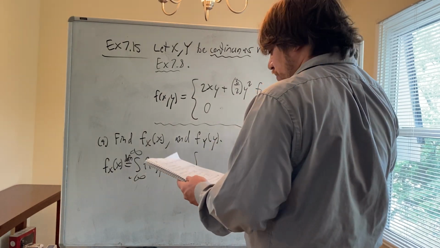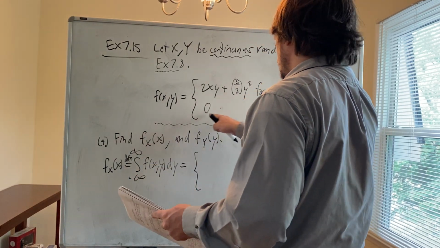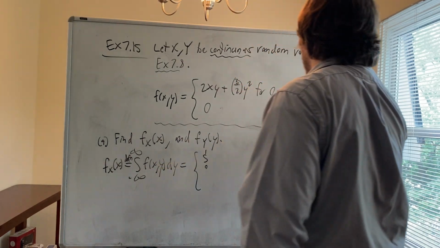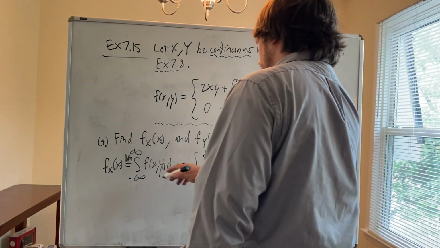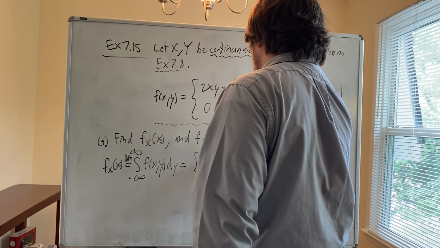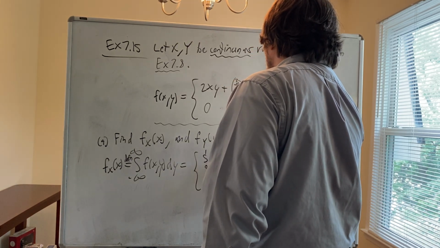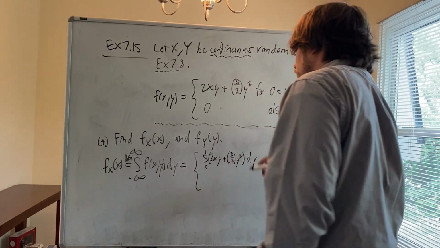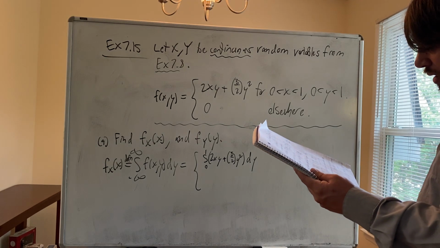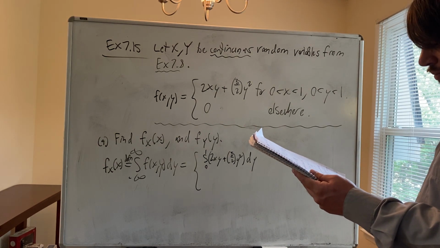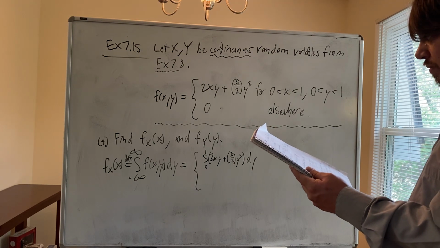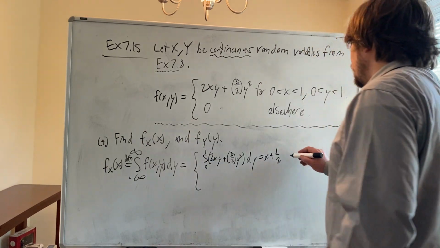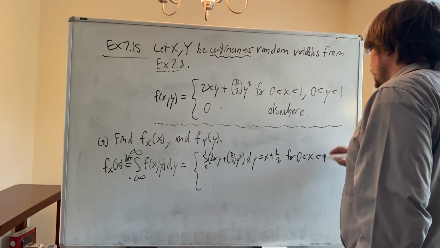The only y's where f is non-zero, it's 0 everywhere else, is from 0 to 1. So we're only going to need to integrate between 0 and 1, because every other possible value of y, little f is 0. So the integral from 0 to 1 of little f of x comma y, which is 2xy plus 3/2 y squared, and this is dy. And when you calculate that, you get x plus 1/2. And this is for 0 less than x less than 1.